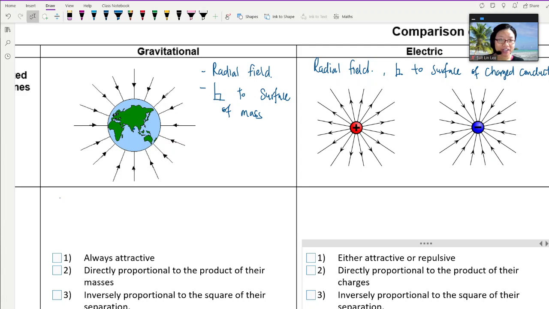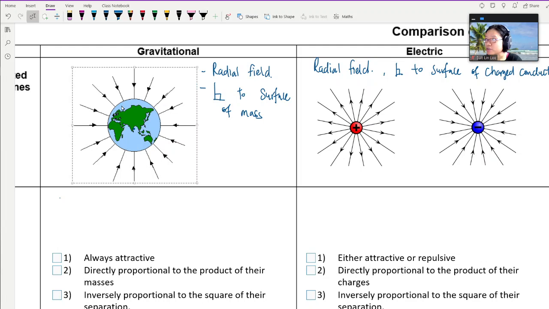All right, so the first thing you'll notice is that the shape is pretty similar. We call this a radial field because it looks like it is directed towards the center. It's along the radius. So we call this a radial field. This one looks like it's along the radius.